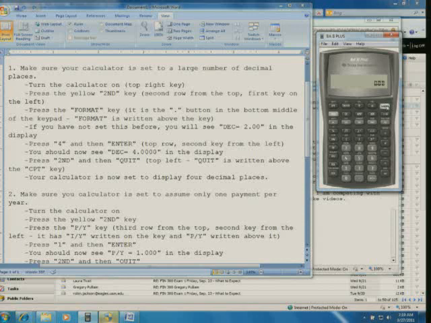Okay, so the first step, of course, is to turn the guy on. And if it's brand new out of the package and it's never been used before, the default is that it's going to be set to 2 decimal places. Okay, see the decimal point? We got 2 zeros behind it. We want to see more than that.